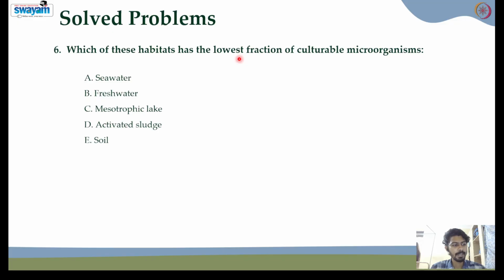So among these habitats, which has the lowest fraction of culturable microorganisms? Option A, seawater. Option B, freshwater. Option C, mesotrophic lake. Option D, activated sludge. And option E, soil. You can post your answers.